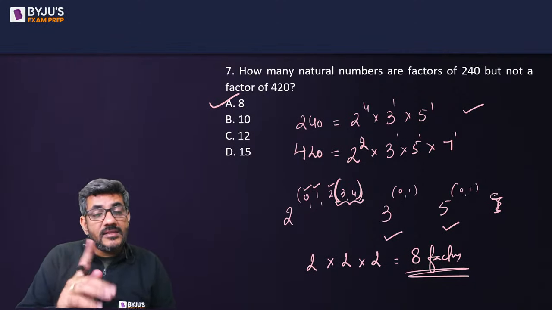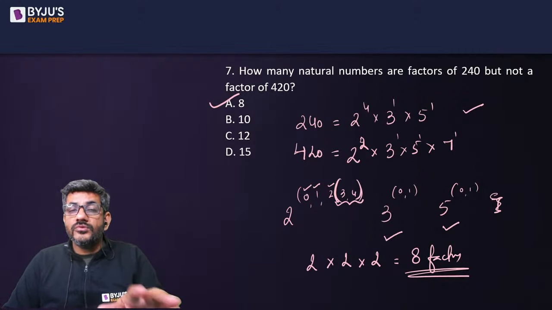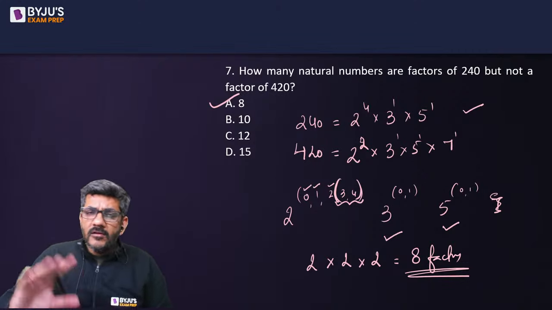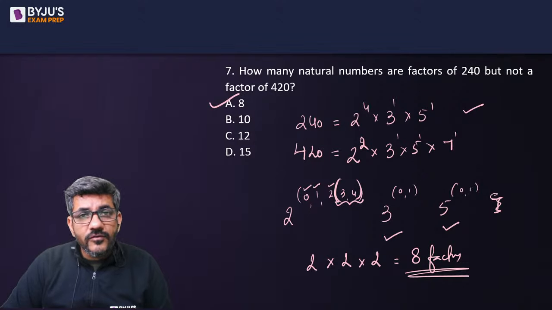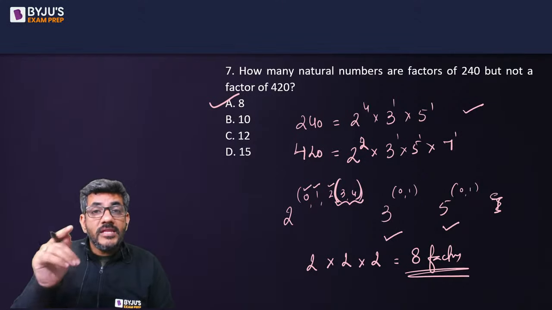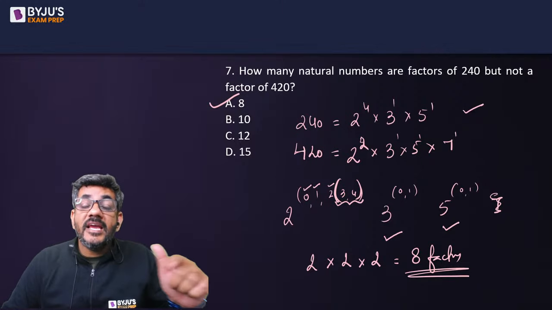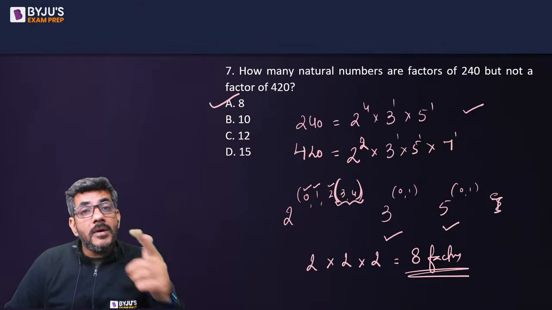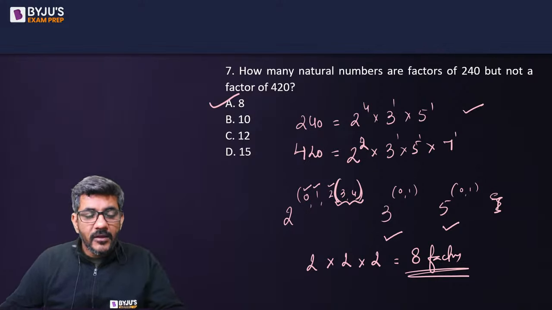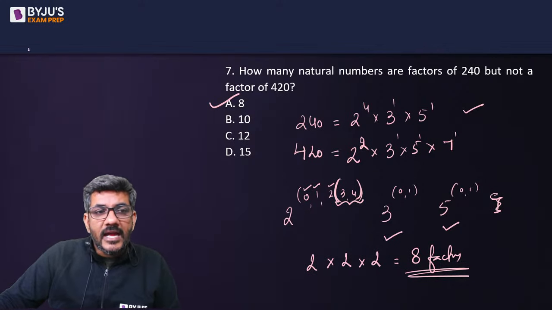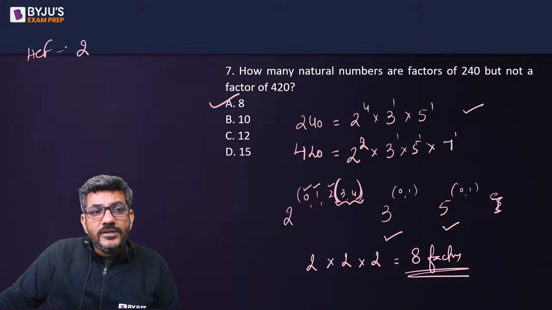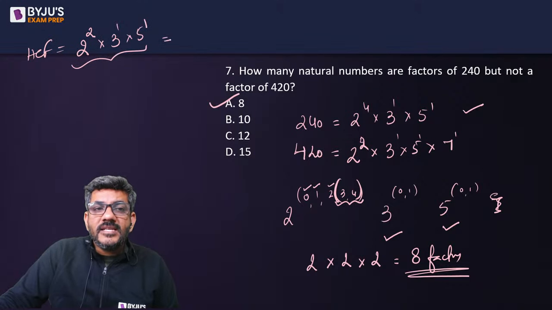Though there is one another method, let me tell you, अगर आपको ये नहीं भी सूझता है तो एक और तरीका आप कर सकते हैं. Find out the total number of factors of 240. Now find out the factors of 240 and 420's HCF, a number which is common between 240 and 420. For example, if I find out their HCF is going to be 2 raised to the power 2 into 3 into 5. So how many factors of this HCF are there?